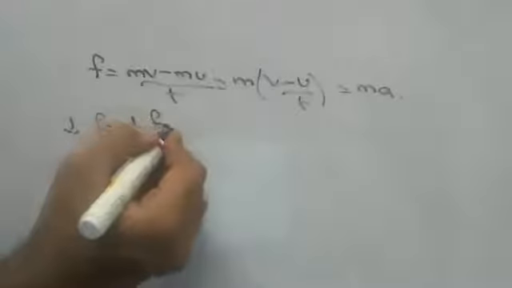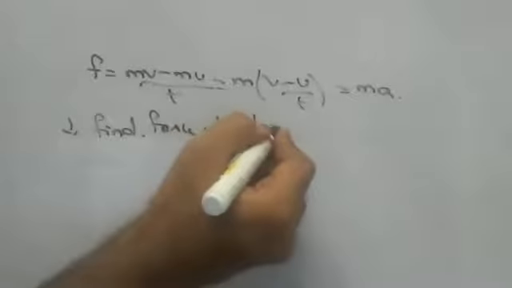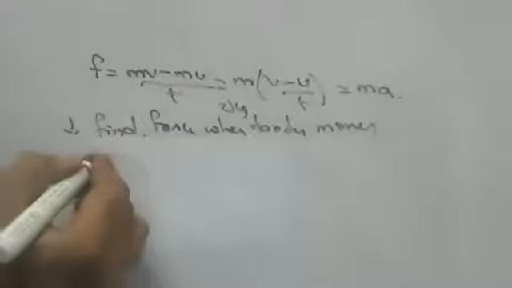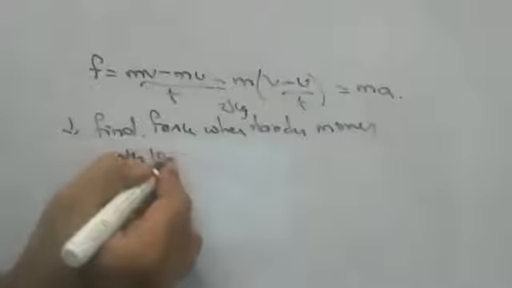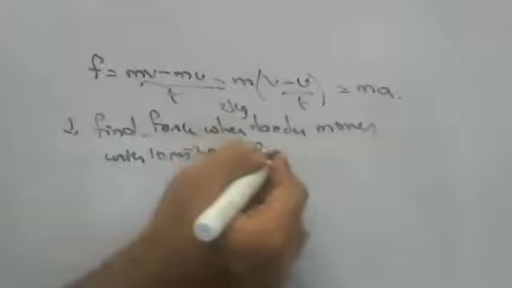Find force when a 2 kg body moves with 10 meters per second square acceleration. Simple sum. F is equal to ma.